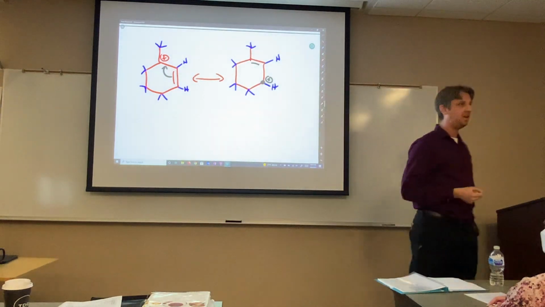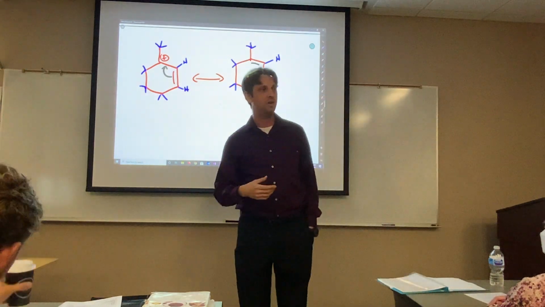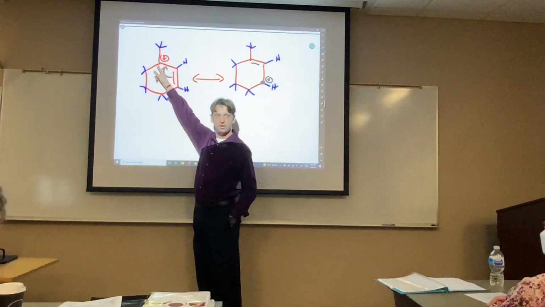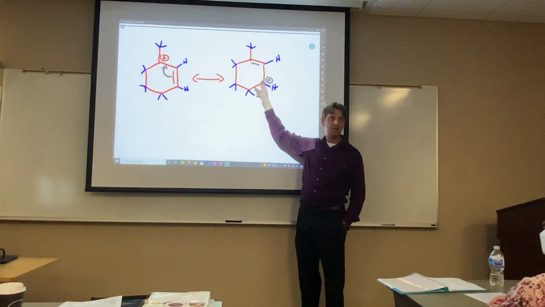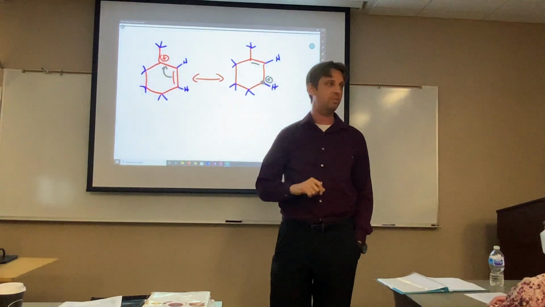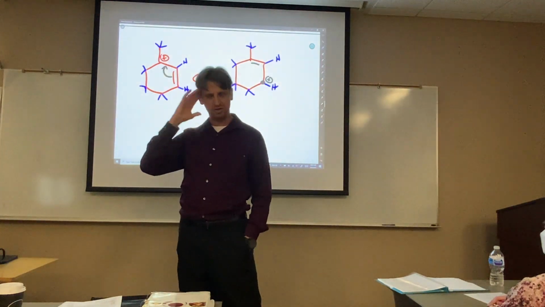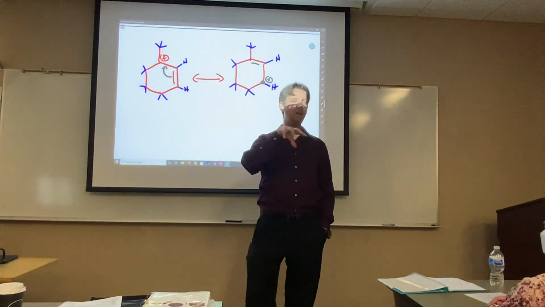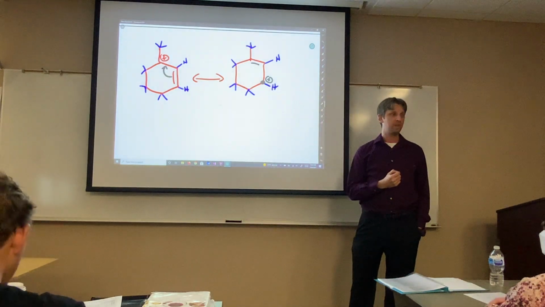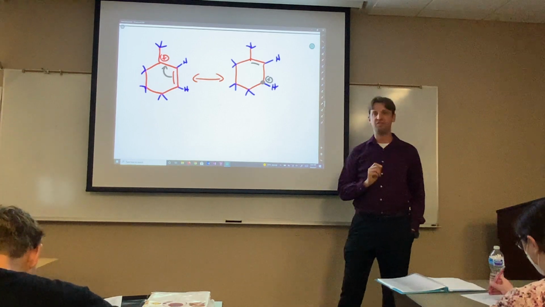It's spreading the misery. The misery here is that there's something with a positive charge. But where is that positive charge? Is it only here? No, it's also here. Is that positive charge spread out? Yes, over both of those carbons. The more we can spread out a positive charge or a negative charge, you guys can fill in the blank, the more we can spread out any charge, the more stable that becomes. This is key. The more we can spread out a charge, the more stable it becomes.